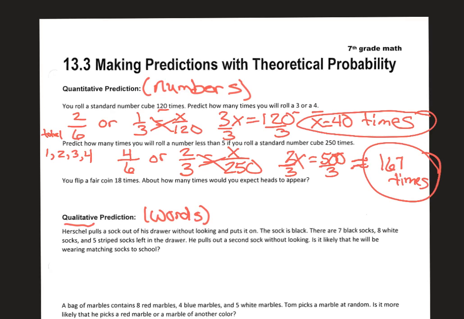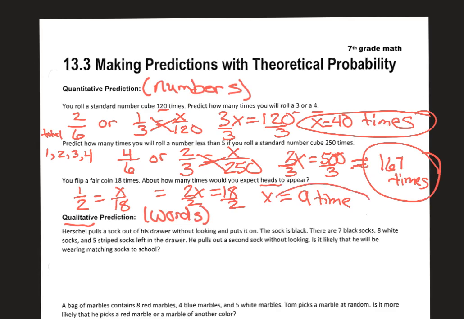The next one says you flip a fair coin 18 times. How many times would you expect heads to appear? So we know that 1 out of the 2 sides are heads, right? And we want to know how many out of the 18 would be heads. Again, cross products are equal. 2x equals 18. Divide by 2. X would be 9 times. So if we flip a coin 18 times, we would expect it to land on heads 9 times. That's our expected probability using theoretical probability.